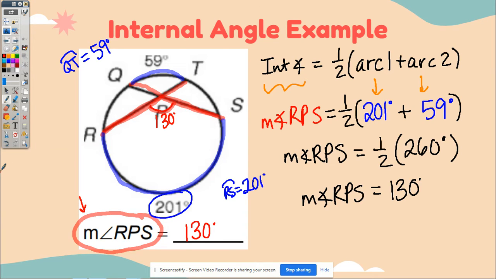That is actually taking the average of the two arcs. I don't know if you noticed, because taking the average is when you add up all your things and then divide by how many things you had. In this case, we added 2 and we divided by 2, because multiplying by 1/2 is the same thing as dividing by 2. That's how you deal with internal angles.